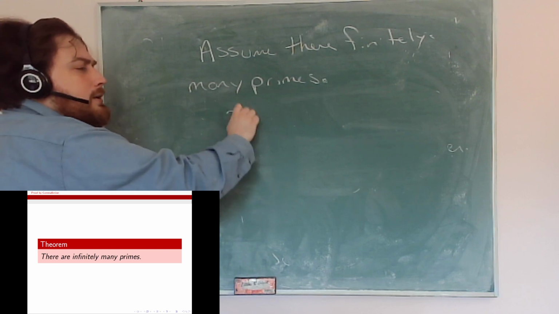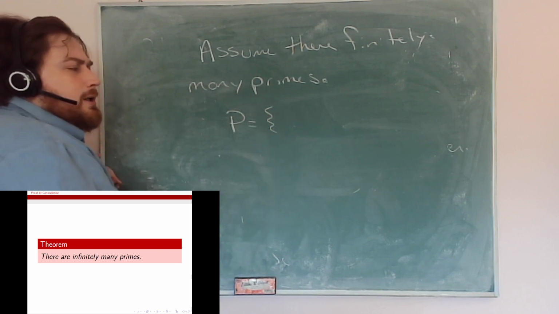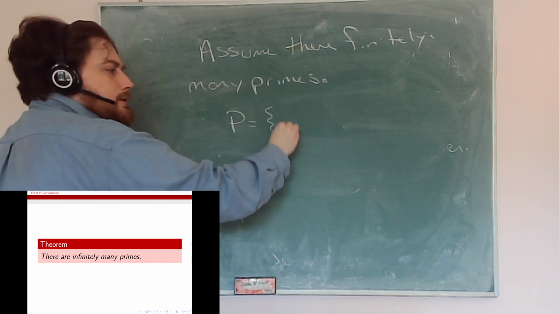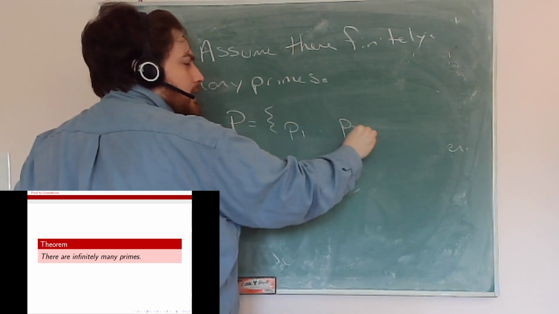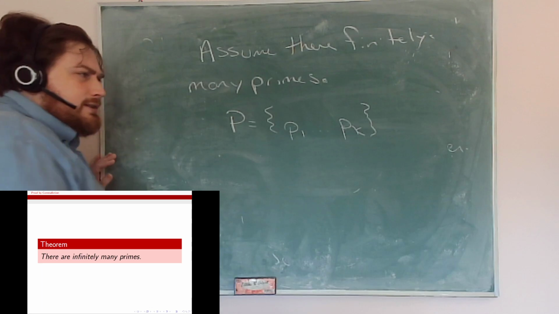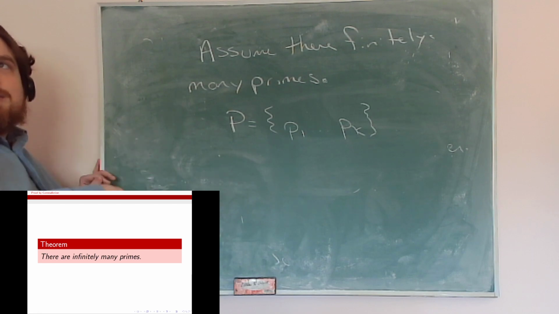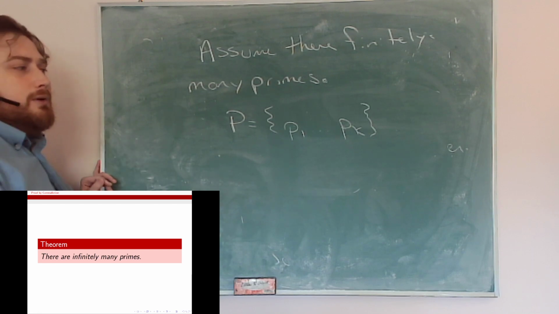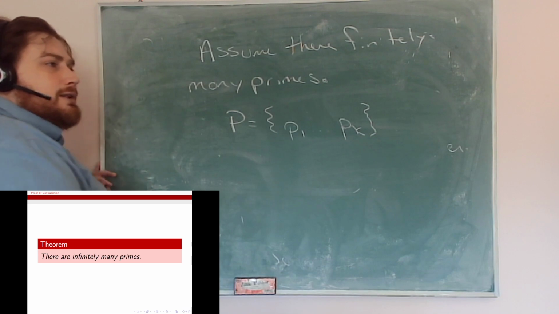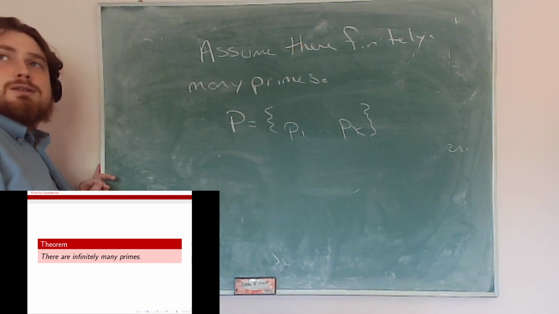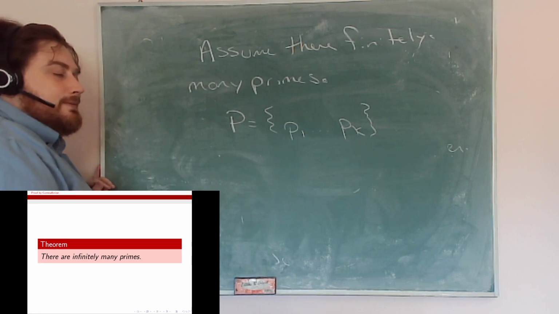Well, the first thing I need to note is that if there are finitely many primes, I can actually list out all the primes. So this is P1 through Pk, and I can list these all out. These are all the prime numbers. I don't actually know how many there are, but for some integer k, there's a finite number, so I could potentially list these all out. So there's all the primes.